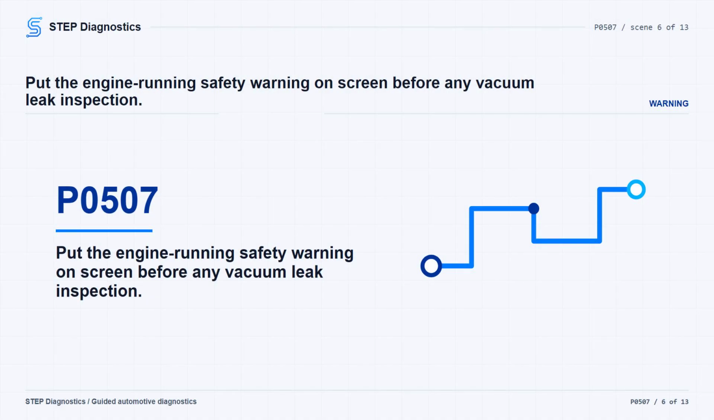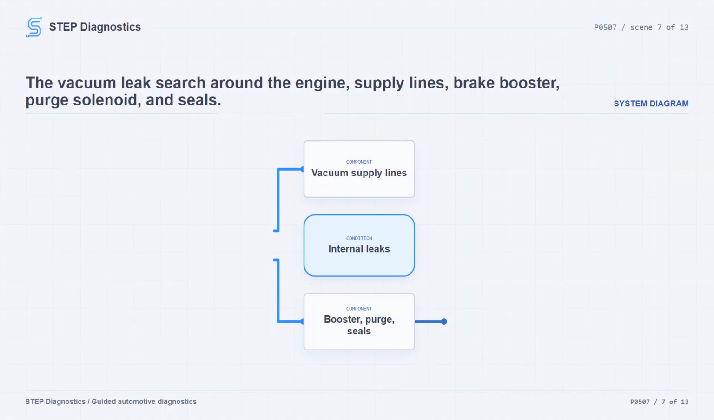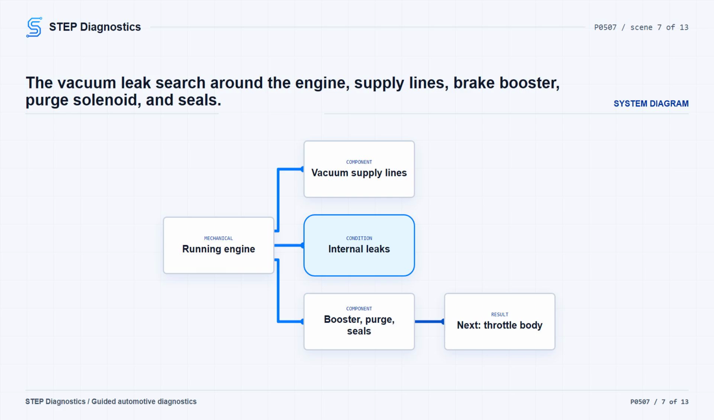Now start the engine and check for vacuum leaks. While the engine is running, stay out of the direct line of the fan, keep your hands away from pulleys, belts, and the fan, and do not wear loose clothing. Inspect for internal leaks and for external components that can create a vacuum leak, including vacuum supply lines, the brake booster, the purge solenoid, and engine seals. If you find a vacuum leak, repair it as needed. Then verify the repair and confirm the code stays gone. If no vacuum leak is found, continue to the throttle body check.